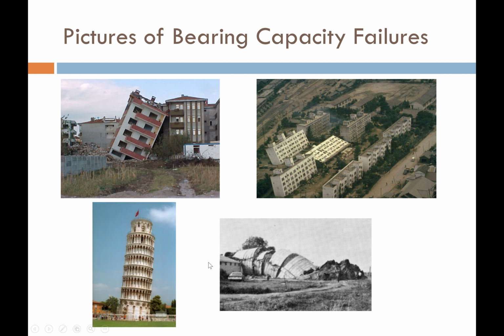Here are a couple of pictures I've pulled off the internet of different types of bearing capacity failures. In each of these pictures you can see the structure itself tends to look totally fine. The only thing that happened is that the structure tipped over and the soil couldn't support it anymore.